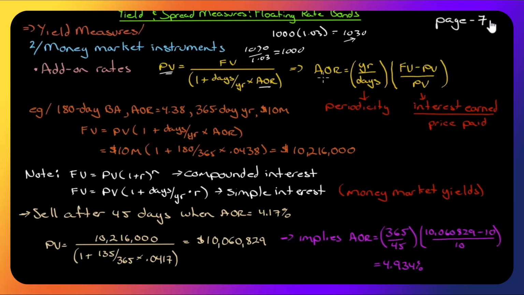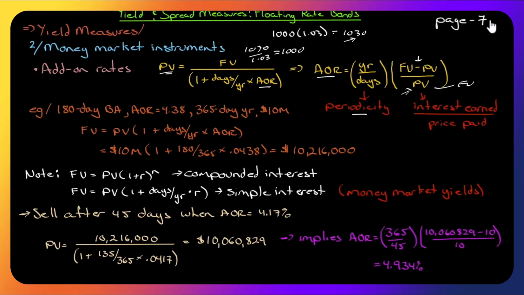All we have to do now is just isolate AOR. We're going to see why we are isolating DR and AOR: once we isolate those, it makes it easy to convert from discount rates to add-on rates. So if we isolate AOR, what do we get? Years over days, we get periodicity. Same thing we had when we isolated DR. We get FV minus PV in the numerator. The only thing that changes is the denominator. DR is the same thing, except this is FV. AOR, same thing, except this is PV. Again, periodicity, and this here is interest earned over price paid.